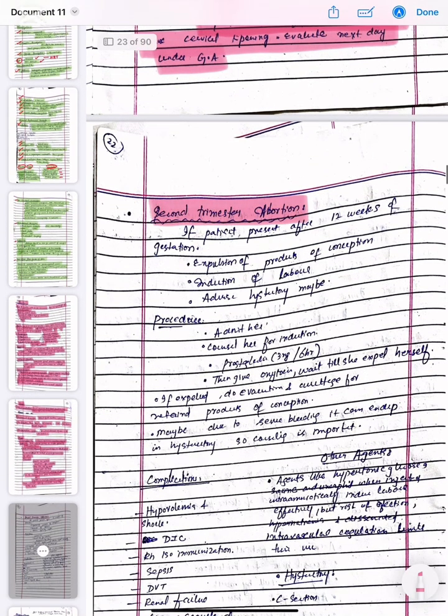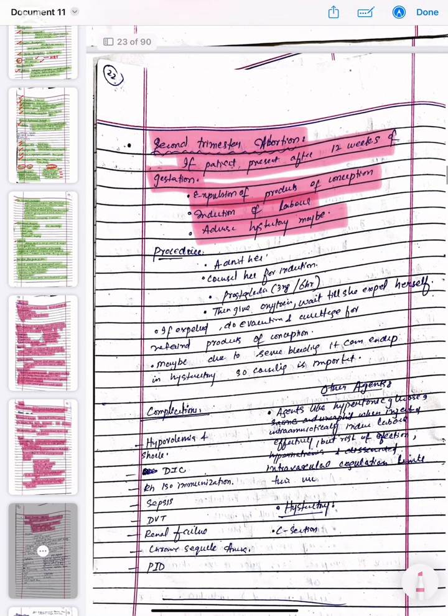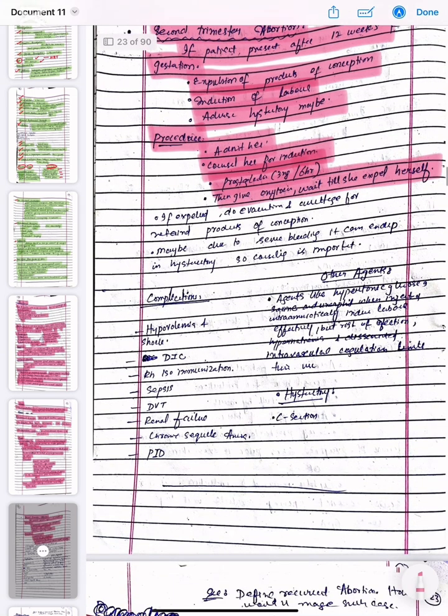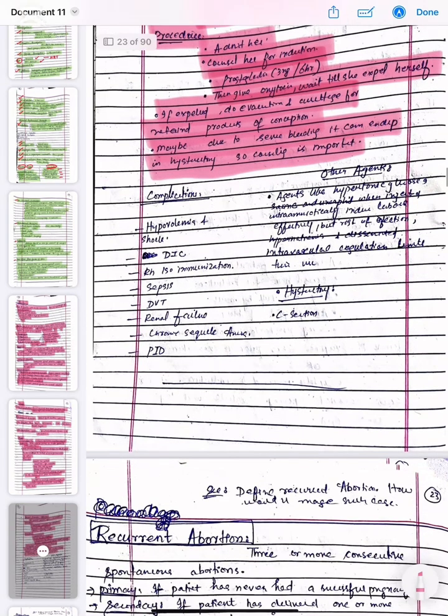Then second trimester abortion. If patient presents after 12 weeks of gestation, expulsion of the products of conception, induction of the labor, and advice. The procedure is admit the patient, counsel her for induction, and prostaglandin is given, which is 3 mg per 6 hour, and then give oxytocin until she expels herself. If expelled, do evacuation and curettage for retained products of conception. Due to severe bleeding, it can end in hysterectomy, so counseling of the patient is important.